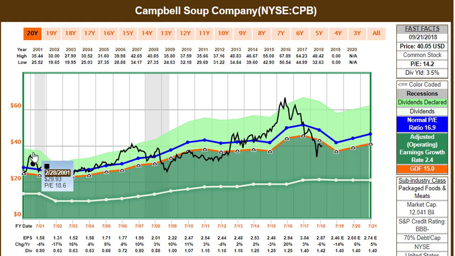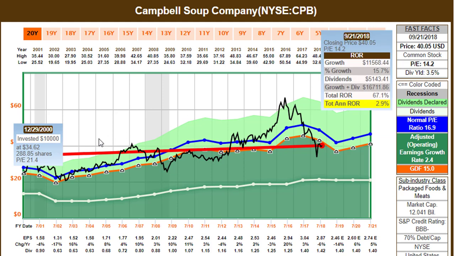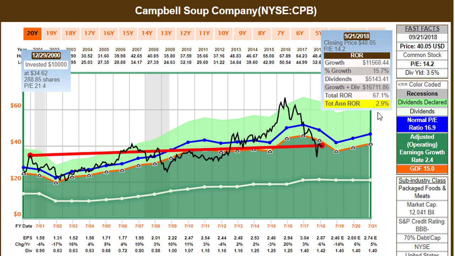But let's go back to when Campbell Soup was trading at a very high PE ratio of 21 times earnings in December of 2000. That's a very high valuation for a low growth stock. And if you held it through yesterday's close, you would have averaged a 2.9% annualized rate of return.